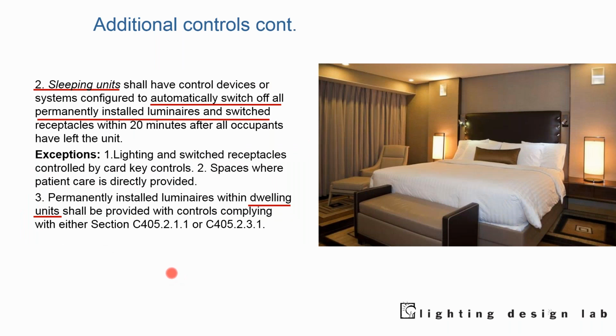Sleeping units. Automatically switch off all permanently installed luminaires and switched receptacles within 20 minutes after the occupant leaves. Exceptions would be where you have a key card control. Some of you maybe have been into hotels, newer ones perhaps, where there's a key card which basically does what this would do. Permanently installed luminaires within dwelling units shall be provided with controls complying with either of these sections.